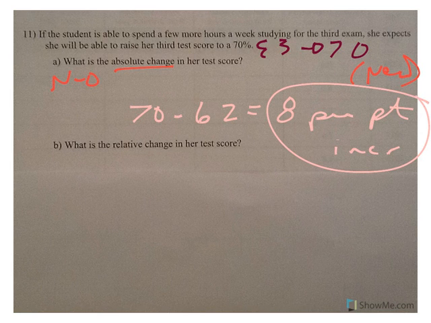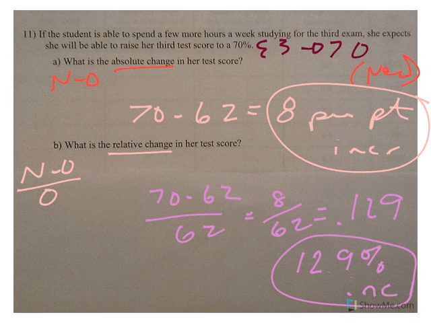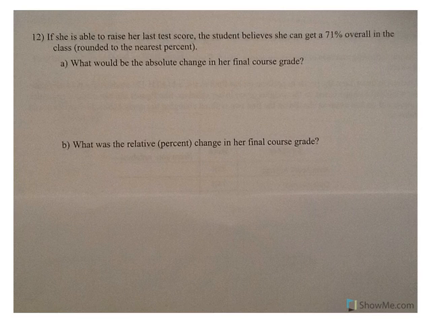What would be the relative change? Well, remember that relative change is new minus old divided by old. So I would take 70 minus 62 and divide that by 62. 8 divided by 62 is 0.129, which is a 12.9% increase. Again, increase because it's positive. So it's a pretty large increase for a test score.